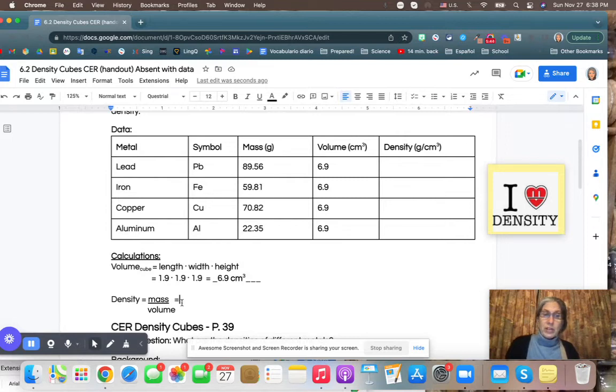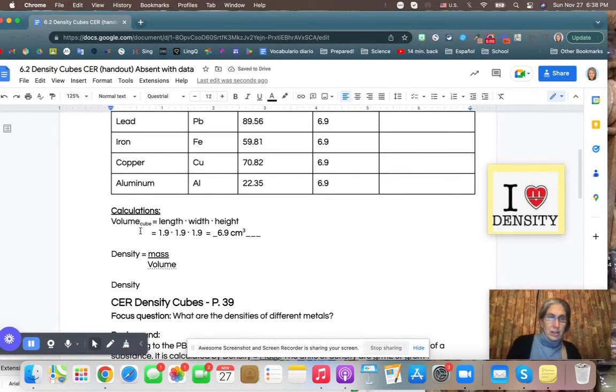And then what I'm going to want to do is make it clear to my reader that I'm calculating the density of lead. I'm calculating the density of iron. So I'm going to do the same thing that I did above. I'm going to write density, and then a little subscript. These are called subscripts. So I'm going to do the density of lead.